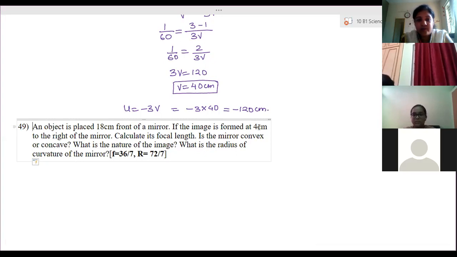Ma'am, I joined after the 48th question, I got disconnected. Can you just tell 49? Just now when you started talking, the same thing I was explaining. U is given, v is given. Find the focal length.